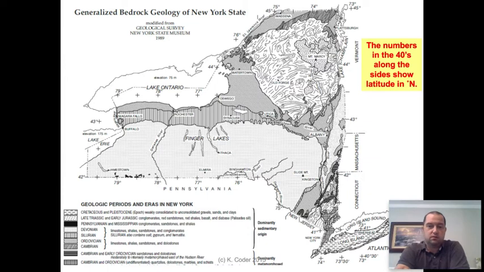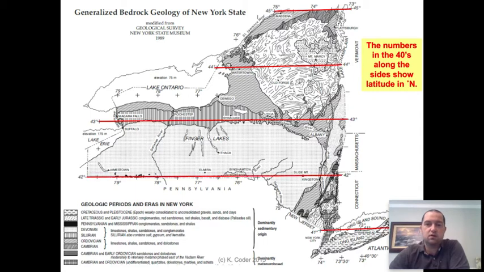On page 3 of our reference tables, we have our New York State map, and you'll notice the coordinates as we go through this. The numbers in the 40s along the sides show latitude in degrees north. I'm going to put these with a red line going across them all. You can see we start at 41 degrees north, near Long Island, then go to 42, 43, 44, and then 45 at the top near Canada. That's our northern border of New York State.